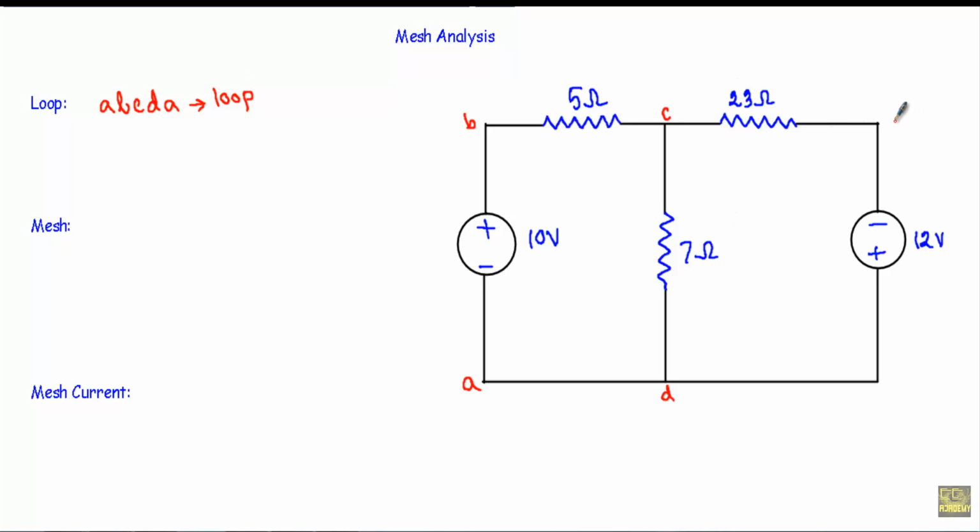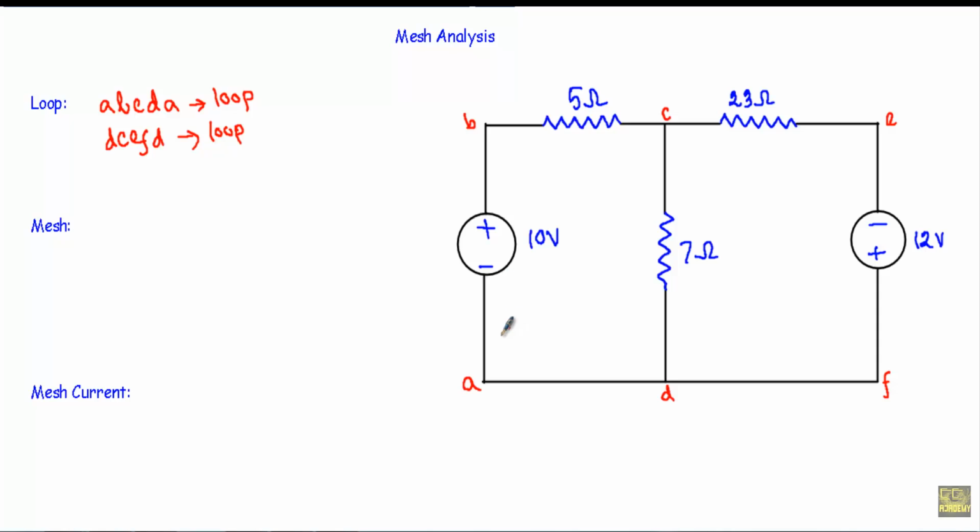Now let's say this is our junction E, this is our junction F. Here if I move like this, D to C, C to E, E to F, and F to D. See, from D to C I will encounter this 7 ohm resistor. C to E I will encounter this 23 ohm resistor. E to F I will encounter this 12 ohm resistor, and F to D there is a total short circuit. So D C E F D. See, if I move along the total path, I will not encounter any element more than once. Therefore this D C E F D will form a loop.